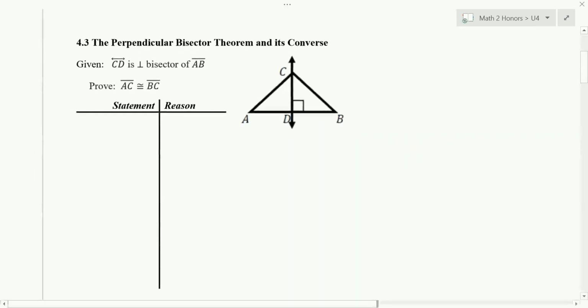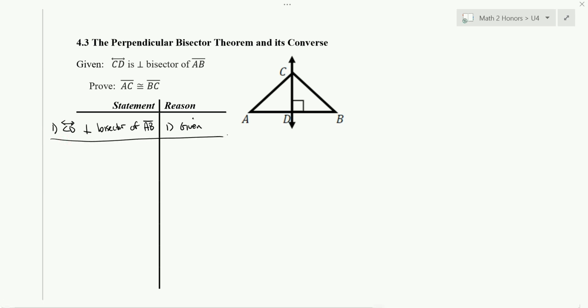It's definitely a doable proof for all of us. Let's just go through it. Okay, so you got the given, which is CD is a perpendicular bisector of AB, and that's given. And our goal is to show that AC is congruent to BC, or in other words, that this bigger triangle is isosceles.